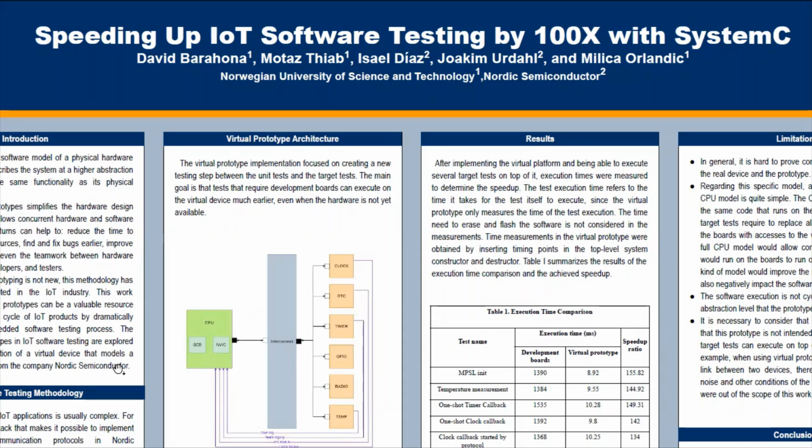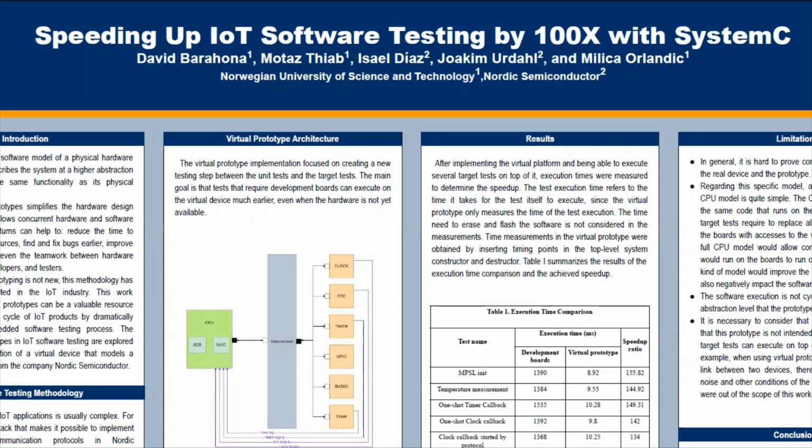Okay, so a bit about the results. After implementing the virtual prototype, we ran some of the target tests that are already used by the testing team, and we measured the execution time of the virtual prototype and compared it against the execution time needed to run the same tests on development boards. The execution time for the target test includes solely the execution time of the test itself.